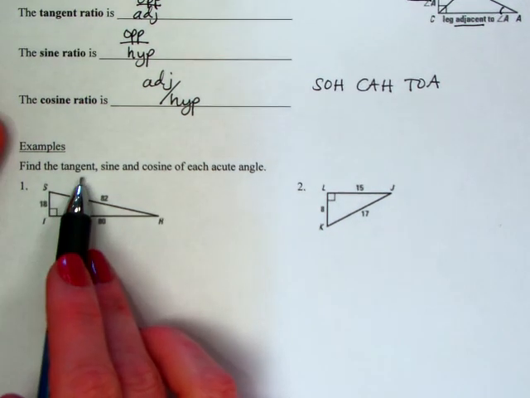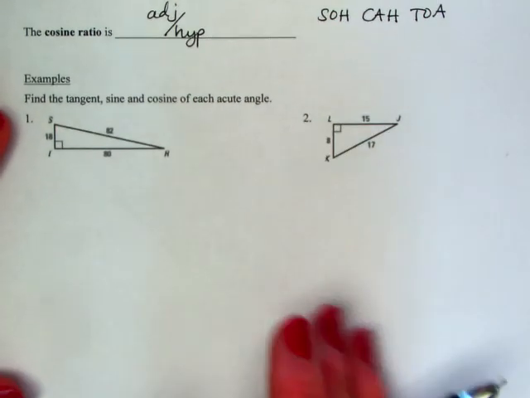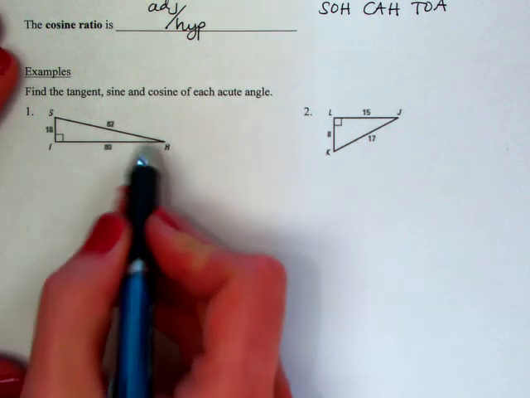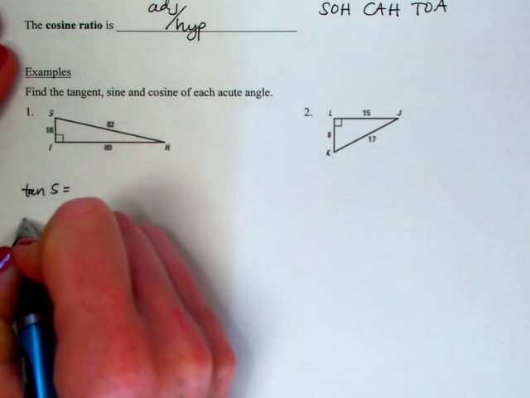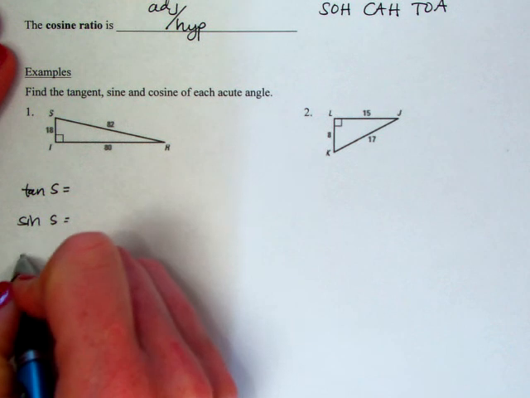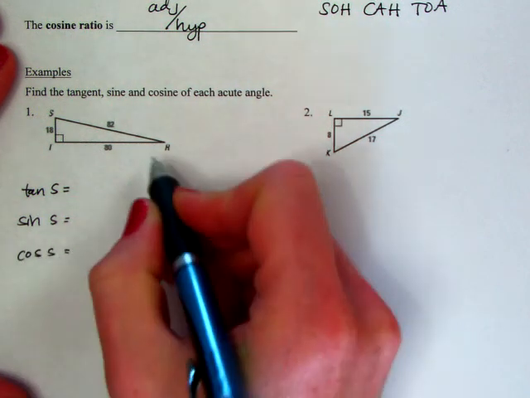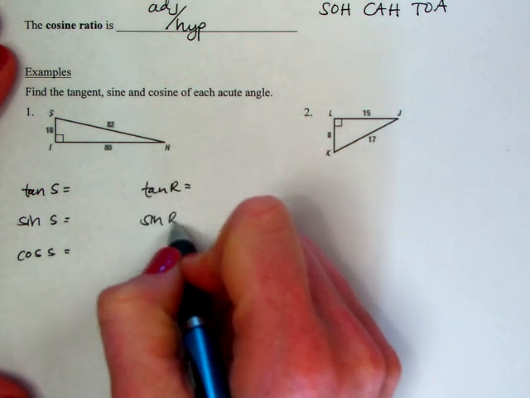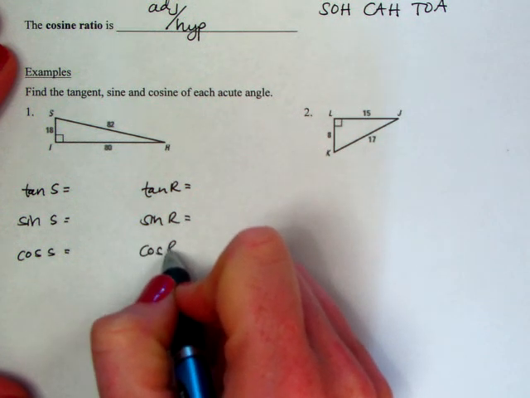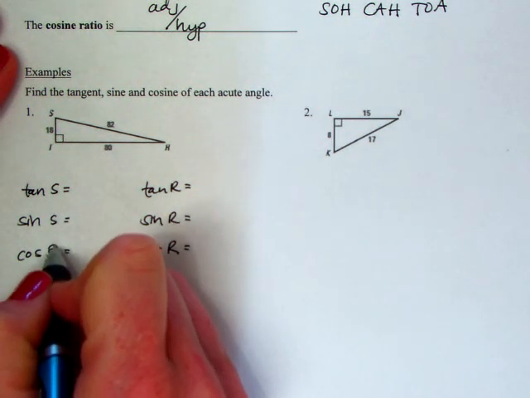So we're going to write down the tangent, the sine, and the cosine of each acute angle. So each one, S and R. So I'm going to go tangent of S, sine of S, cosine of S. And then we're going to do the same things for R. So tangent of R, sine of R, and cosine of R. That should have been a little bigger.